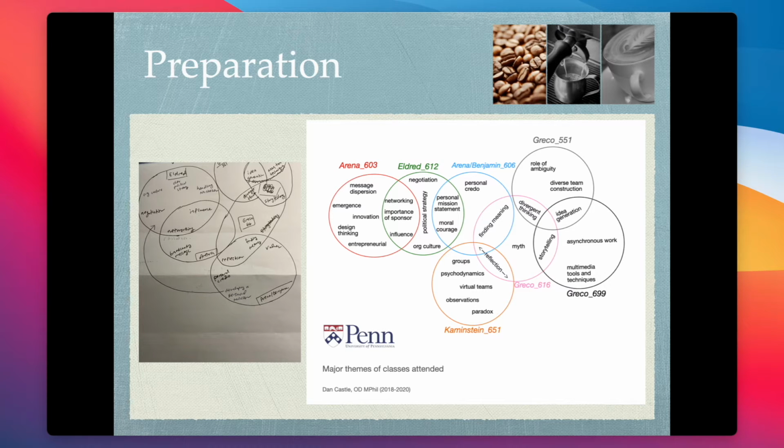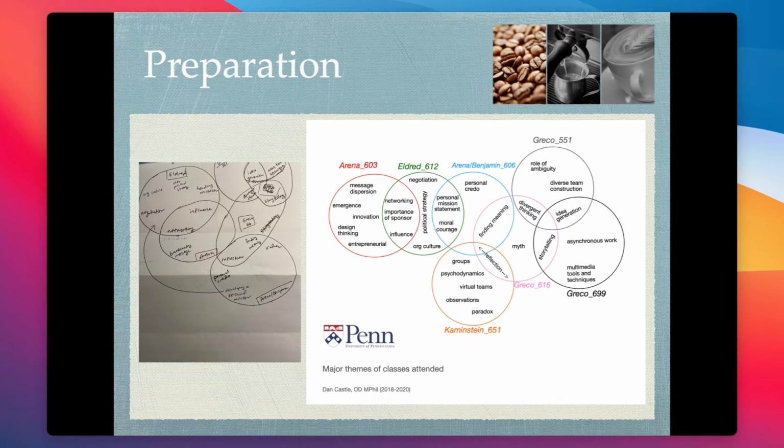So in this case, Dr. Michael Arena for Dynamics 603. And during that class and after that class was over, I wrote down the sort of key themes that I took out of that class. If you've had Dr. Arena's class, you know it's about emergence and innovation. There's elements of design thinking and very much an entrepreneurial spirit, as well as the importance of things like networking, the importance of sponsors, influence, etc.